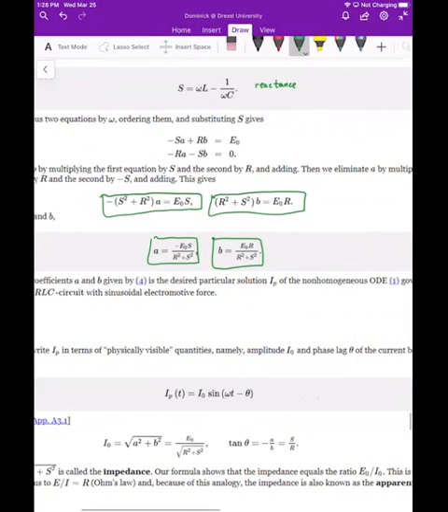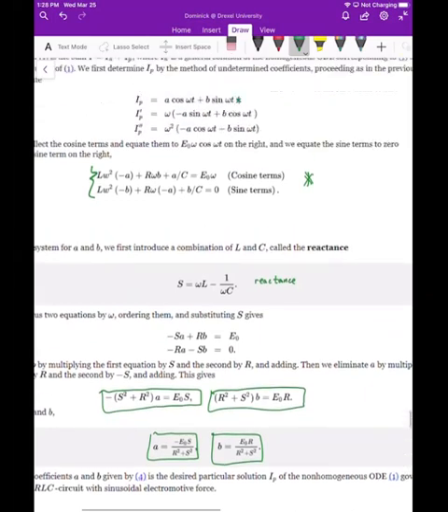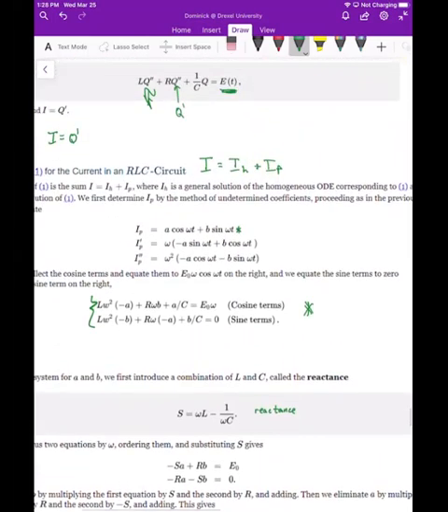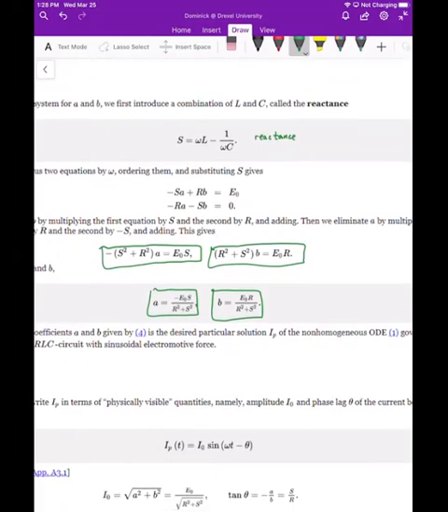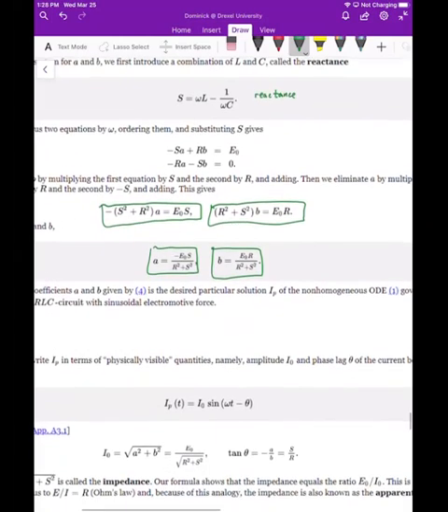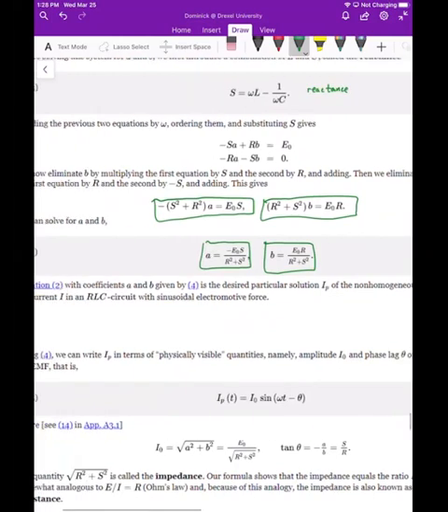Okay, so of course this gives us the particular solution if we come back, right, to this here. If we plug in those A's and B's, we get the particular solution that we want for the non-homogeneous ODE.